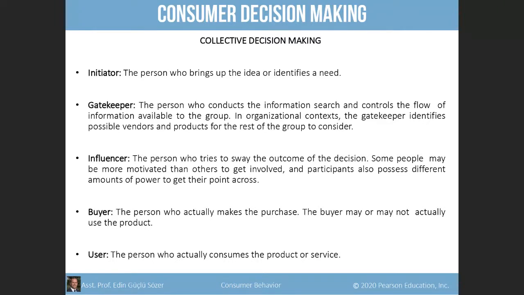Maybe one person is the initiator, who needs or doesn't need, but is the person who initiates the decision making process. The other one may be the gatekeeper, who looks for information and controls the flow of information. The third one may be the influencer, who really changes the decisions, or tries to create the decision. Another is the buyer, who actually buys the product. And the last one may be the user.